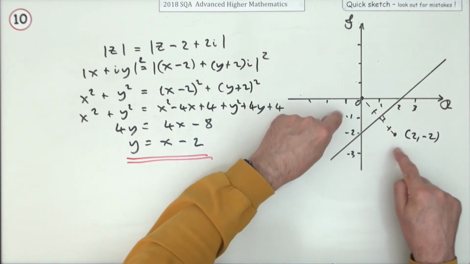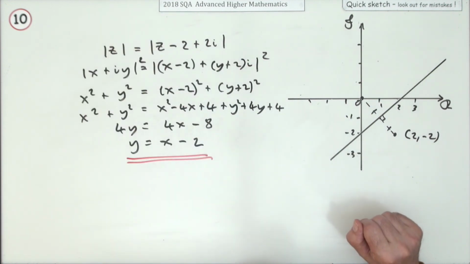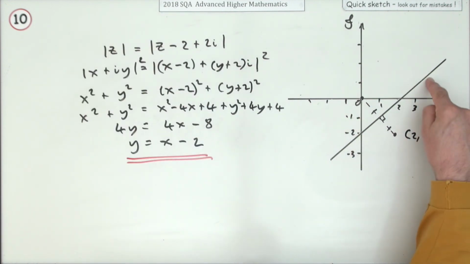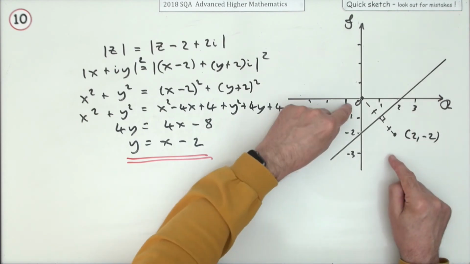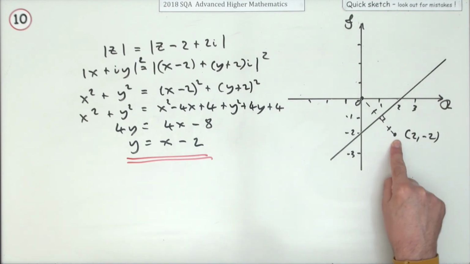Well, I don't see why you couldn't just have had this without having to go through the algebra, just realising that the point z had to be equidistant from the origin and from the point 2 minus 2i.